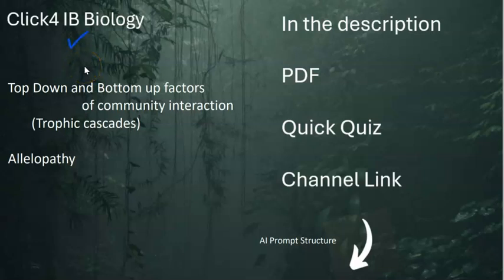Click for IB Biology. We're looking now at other factors affecting the community structure, community interactions. These include top-down and bottom-up factors of community interaction, otherwise known as trophic cascades. And then that's our first one. Our second one is the phenomenon of allelopathy.